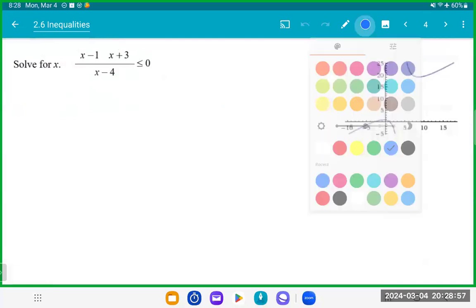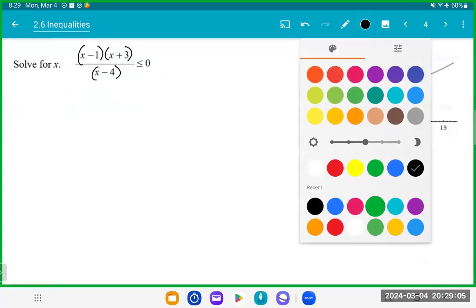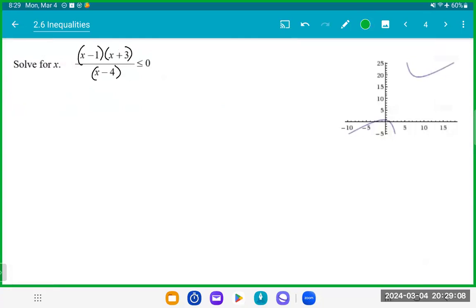Okay, let's look at this next example then. So in this problem, we have three things that could make it a 0. So x equal +1, -3, or +4. If any of those three values take place, then we would have a 0. Okay. But we also have to pay particular attention that if x equals 4, it cannot equal 4, right? Because then we have something that is undefined.